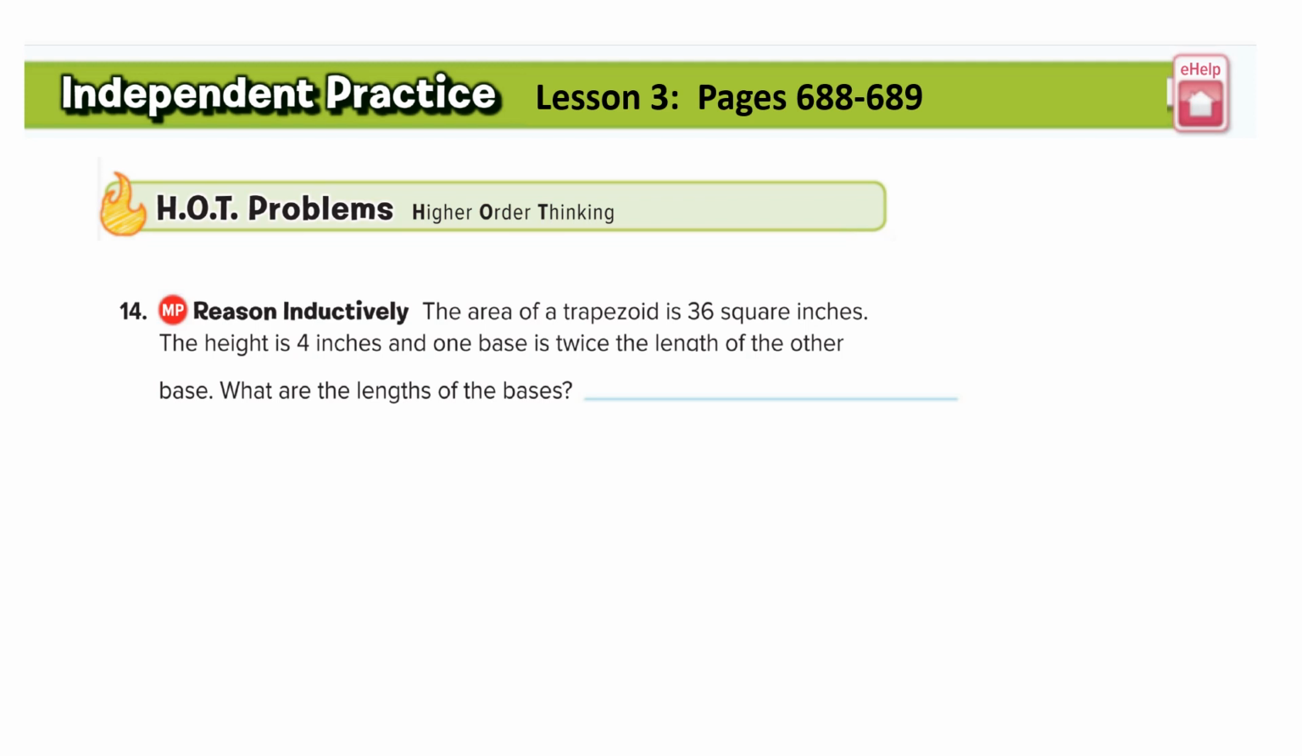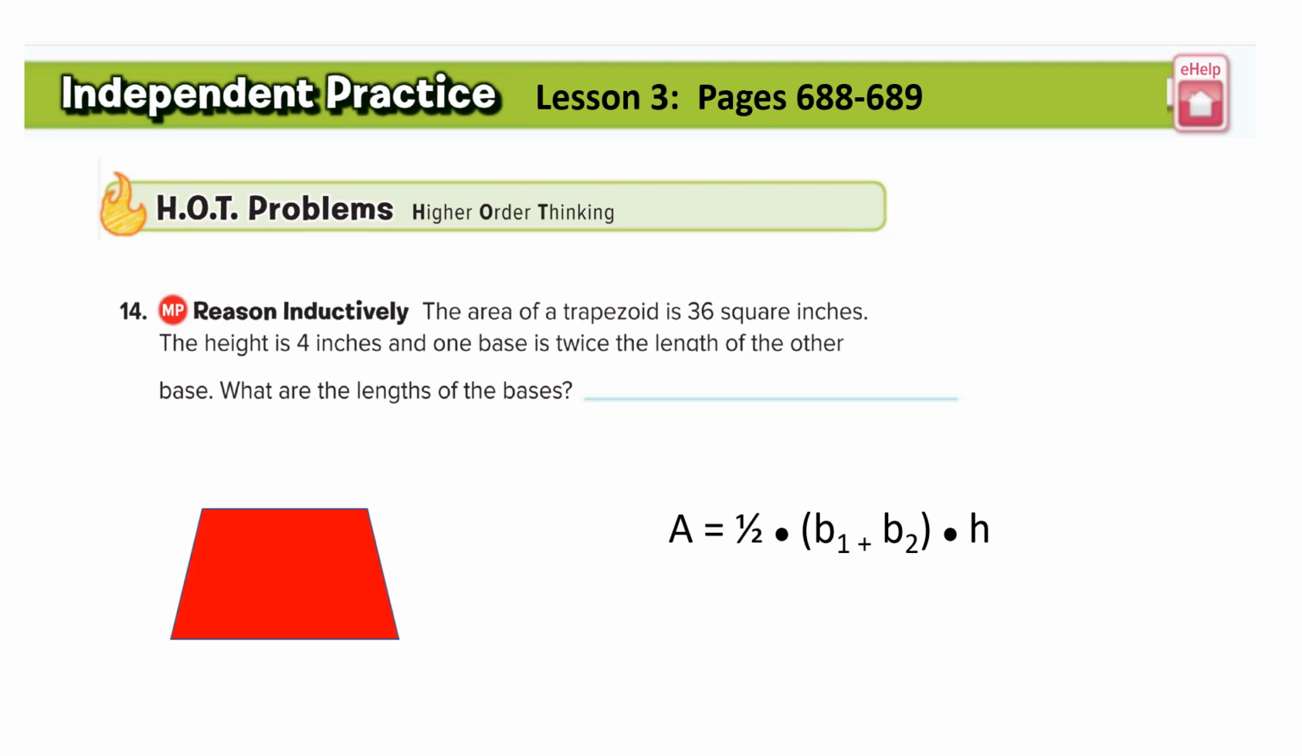Question 14. Reason inductively. The area of a trapezoid is 36 square inches. The height is 4 inches and one base is twice the length of the other base. What are the lengths of the bases? Now remember, before you think something is complicated, just go back to the formula and draw a picture. Take things step by step because sometimes problems that seem difficult aren't that difficult once you start to map it out. So what do we know?